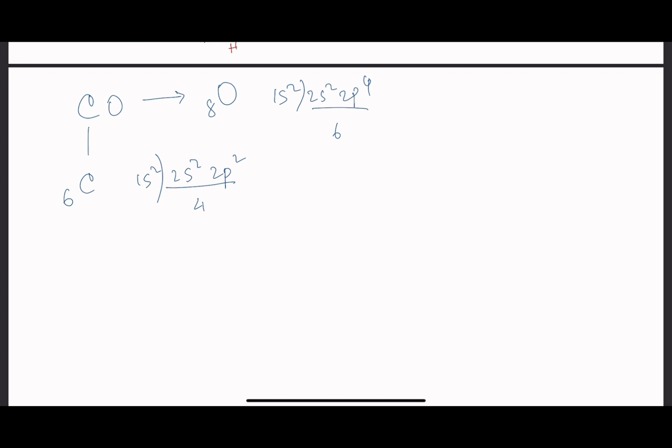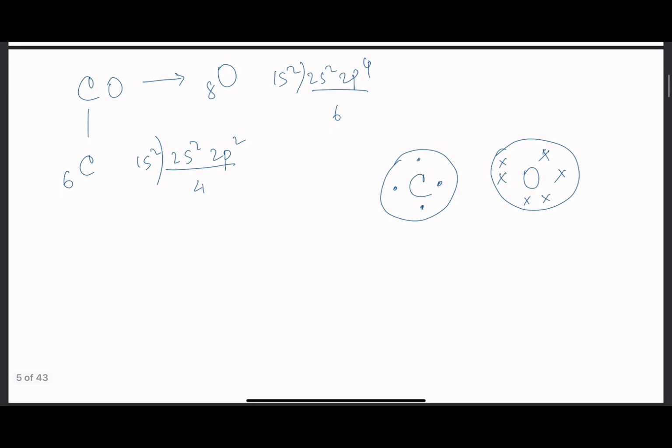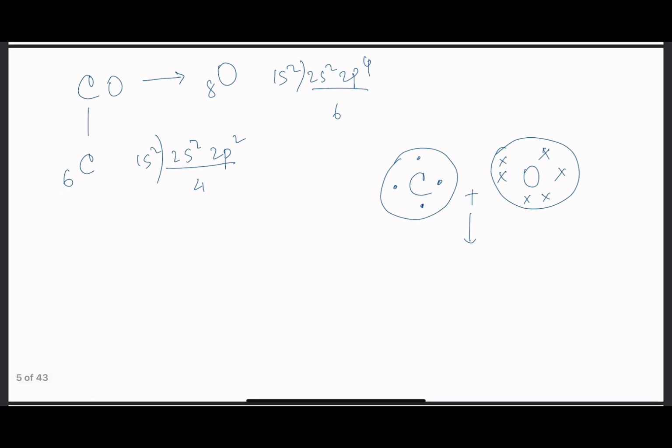So if I do carbon, I will have a circle 1, 2, 3, 4, and then for oxygen I'm gonna put 1, 2, 3, 4, 5, and 6. Okay, so this time the way it happens is that they're gonna start sharing electrons with each other, and then I will draw a circle like this. So this is oxygen, this is carbon.